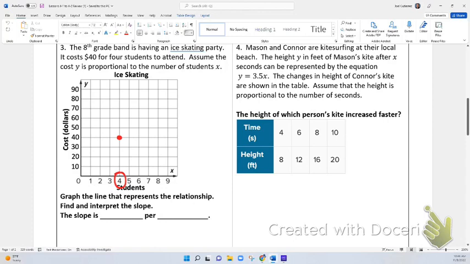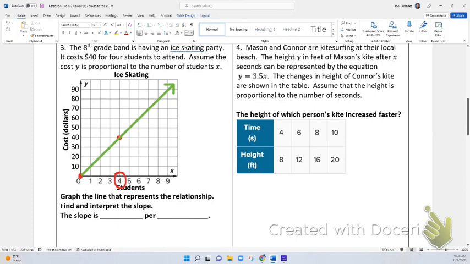Okay? Shiani, what if no students went to the ice skating party? How much would it cost? $0, because you're not going. Why would you be expecting to pay something if you're not going to it, right? So from here, I can make my graph. You only need 2 points to graph, so it looks like that, right?